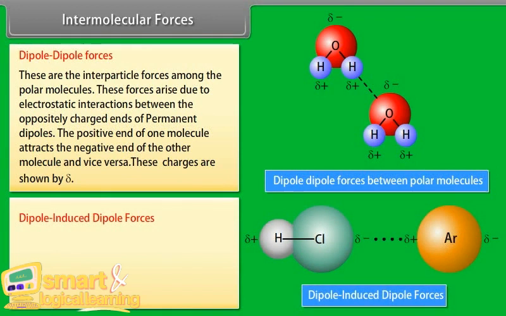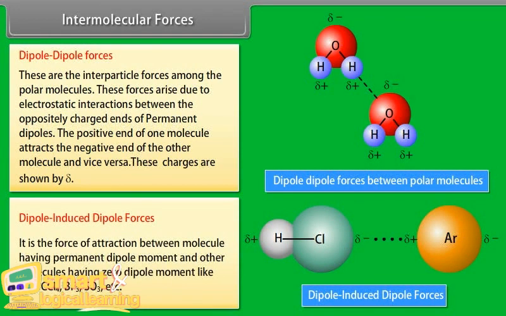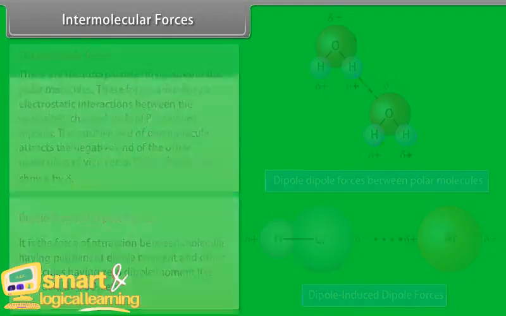Dipole-induced dipole forces. It is the force of attraction between a molecule having permanent dipole moment and other molecules having zero dipole moment, like CH4, CCl4, BF3, SO3, etc. For example, a polar molecule such as HCl can induce a dipole in an argon atom by distorting the electron cloud. An electrostatic attraction exists between the ion or permanent dipole and the induced dipole. The intermolecular force is called a dipole-induced dipole attraction.